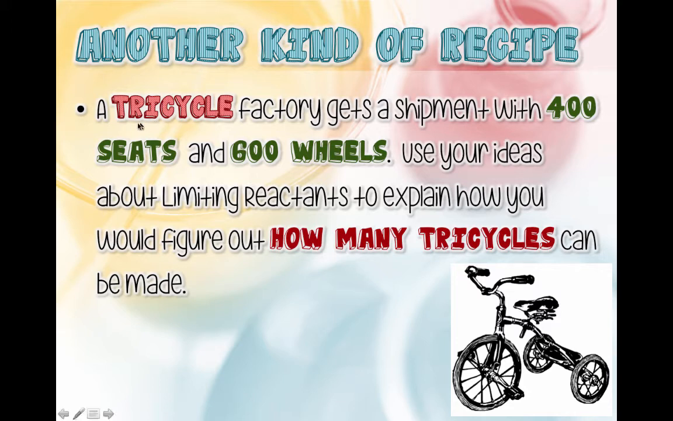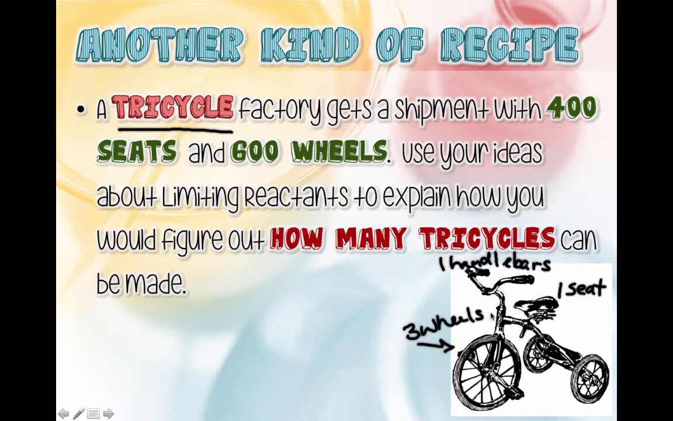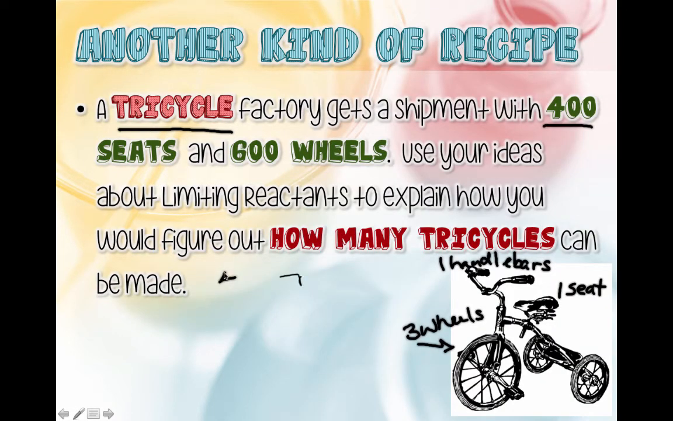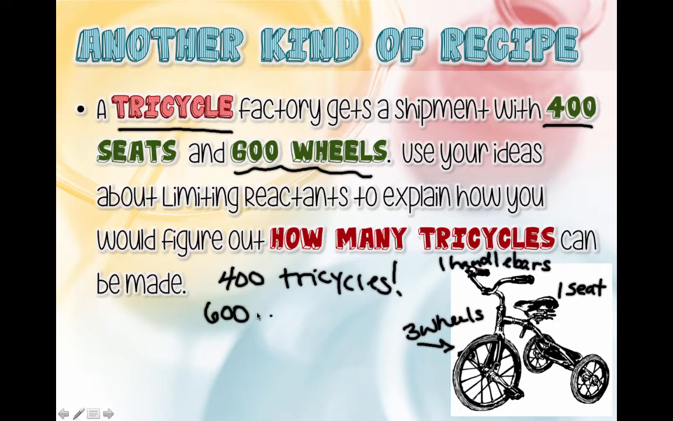Suppose we make tricycles. And at our tricycle factory, we have to have 1 seat and 1 set of handlebars and 3 wheels and a frame and some pedals. And then we can make a tricycle, right? Well, suppose we get a shipment with 400 seats. Well, then I can make 400 tricycles, right? Only if I have enough wheels to put on those. So if I have 600 wheels and each tricycle requires 3 wheels, then the most tricycles I can make is 200. I'll never get 400 because I'm going to run out of wheels before I run out of seats.